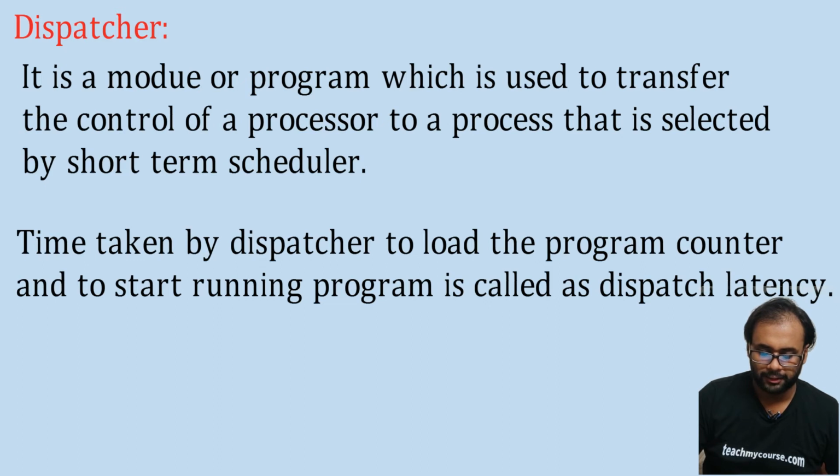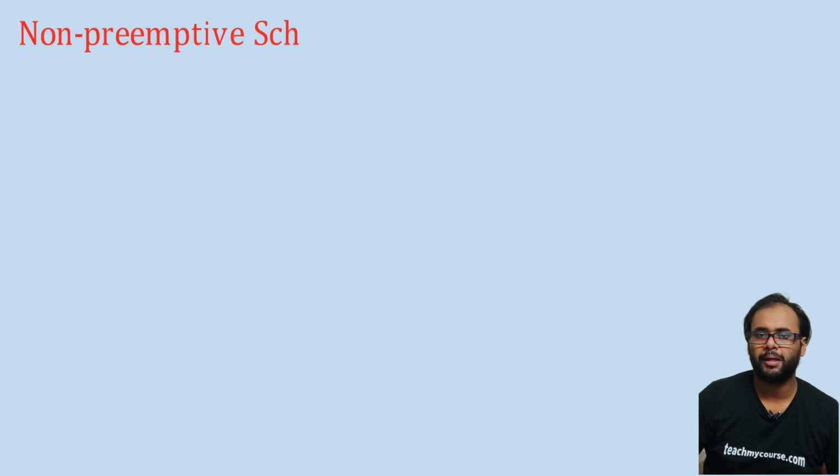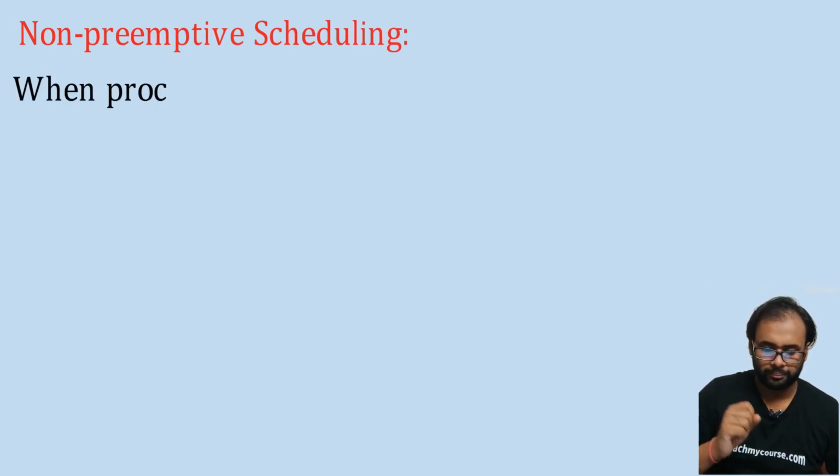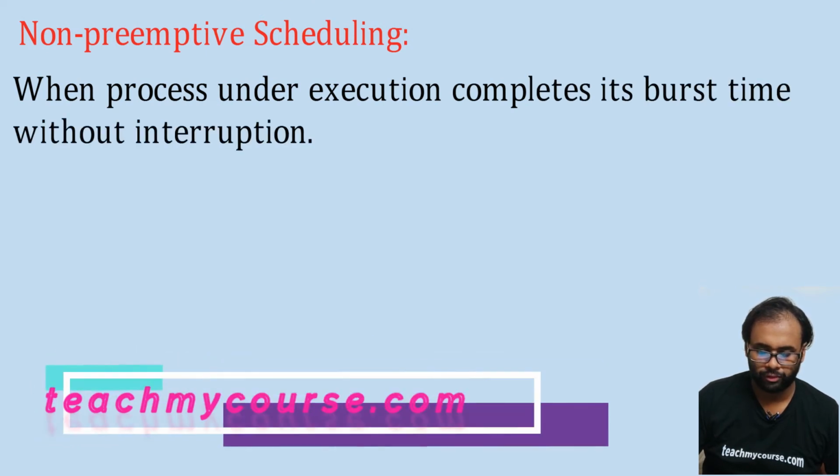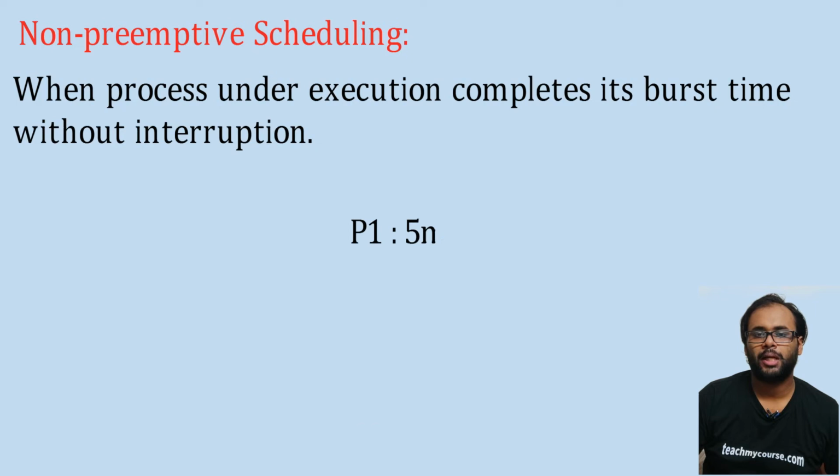So the time taken by the dispatcher to load the program counter and to start running the program is called dispatch latency. Basically we have two types of scheduling: non-preemptive scheduling and preemptive scheduling. So what is non-preemptive scheduling? It is when the process under execution completes its burst time without interruption. By burst time I mean the execution time.